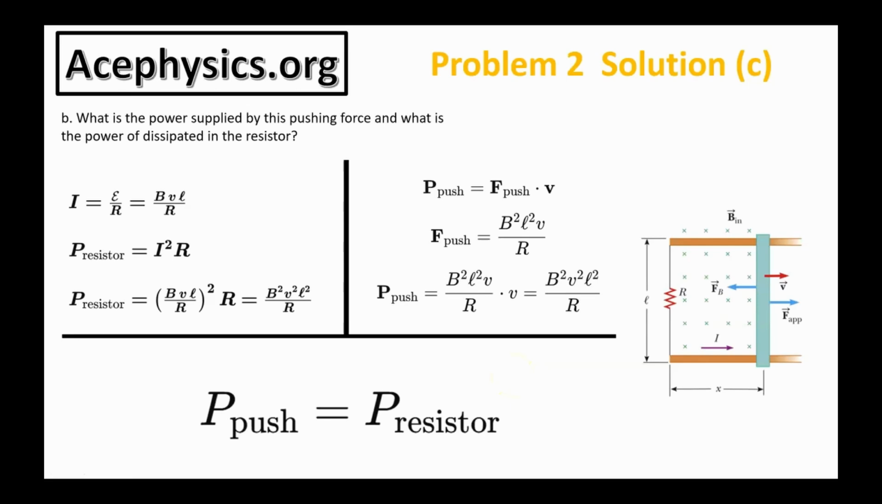The key idea here is energy conservation. The power supplied by the applied force is equal to the power dissipated in the resistor. This means that all the work done by the applied force to keep the wire moving at a constant speed is transferred into electrical energy, which is then dissipated as heat in the resistor.